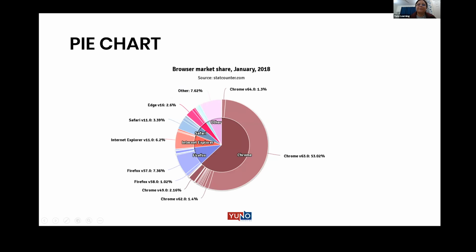So, a pie chart. Sometimes you may get 2 pie charts also. Let's look at this pie chart. What do we have over here? Browser market share. And is there a time frame? Yes, we have January 2018. That means in this answer, we should be careful about the tense. It has to be past tense.